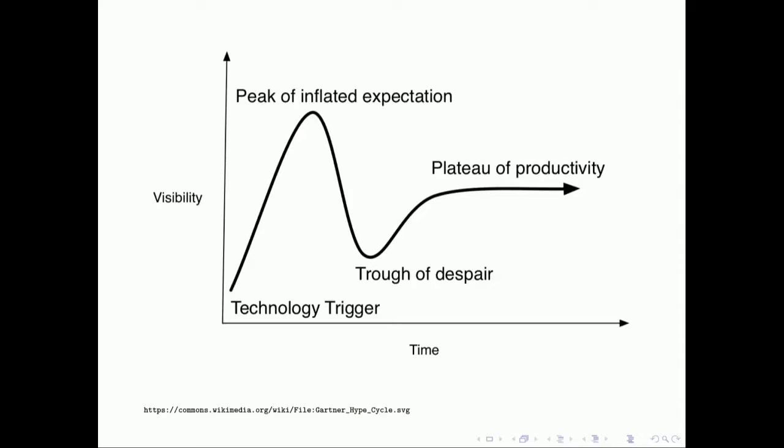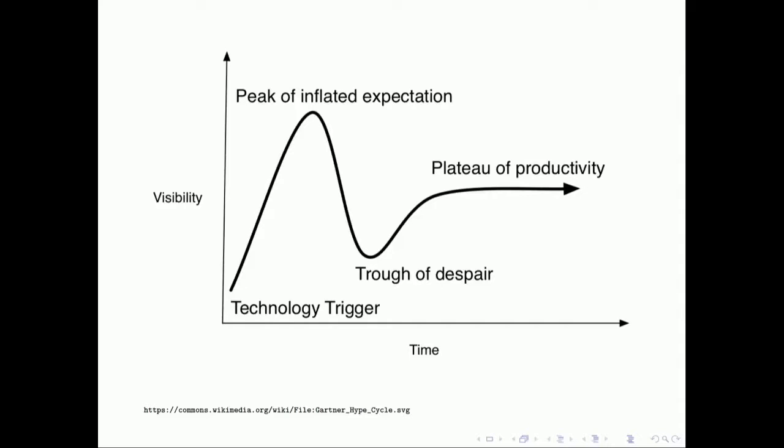So the x-axis here is time. The y-axis is visibility. So first something happens. Then you get this peak of inflated expectations. This is like, oh, big data is going to save the world, and it's going to cure cancer, and it's going to end poverty, and it's going to make everyone happy. And then people are like, hey, that's bogus. There's all these problems. This is garbage. We're just wasting our time.